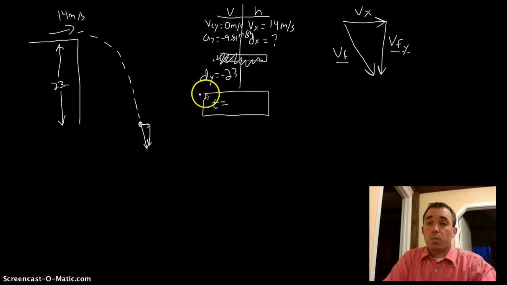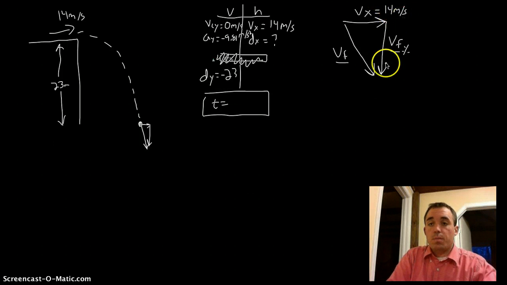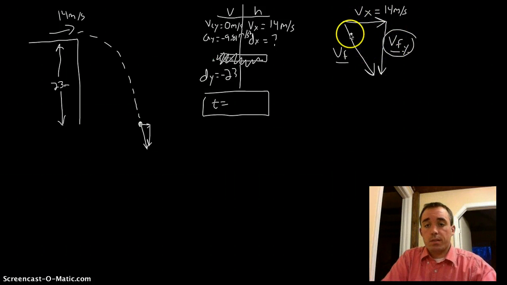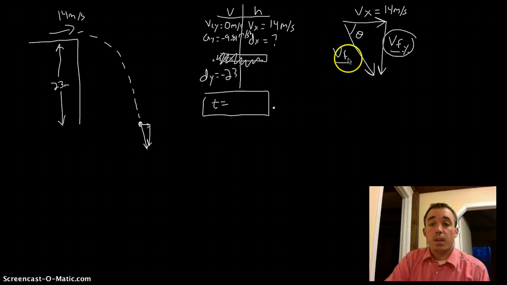So to do that, we already know Vx. We know that Vx is 14. But now we need to find VFY. We have to fill in this triangle by going counterclockwise. We're also going to need to find this angle as well, but we know how to do that. This is a vertical piece of information, so we have to look only at our vertical side. We know VIY is 0, we know AY, we know dy.